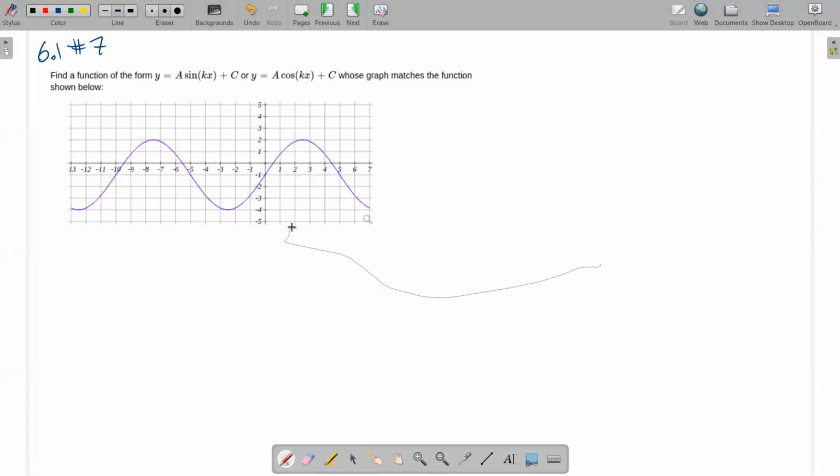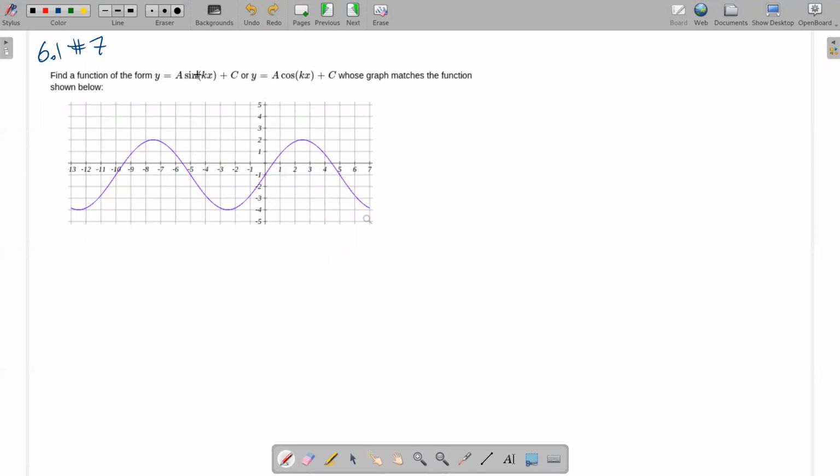6.1, excuse me, number 7. We want to identify an equation for this. And the claim here is there's not a phase shift, right? There's no plus or minus a number inside here. And I can use sine or cosine, as we've seen in other examples. So what's going on with this one?